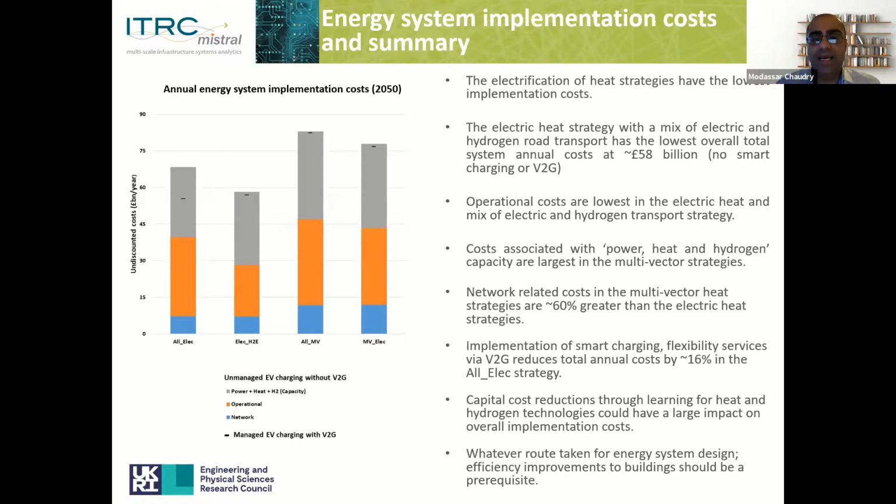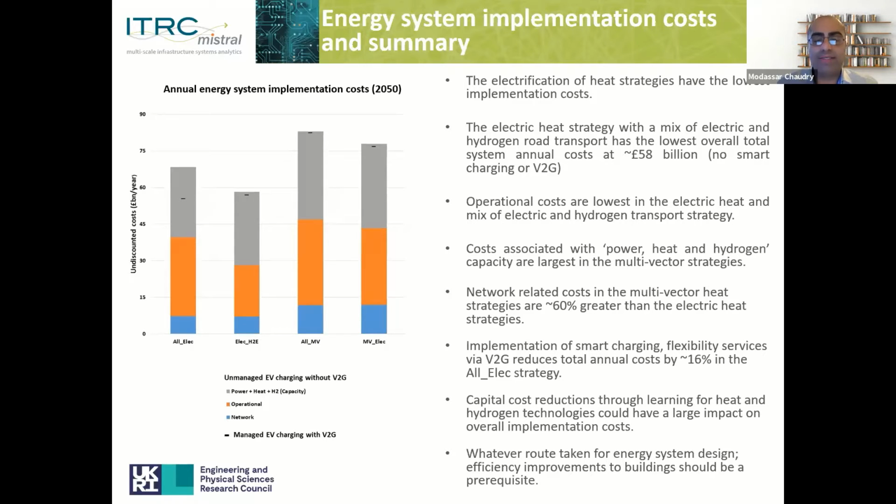What you can observe is that electrification of heat strategies have the lowest overall implementation costs, mainly due to having lower power, heat, and hydrogen capacity and network capital costs. Interestingly, the electric heat capacity with a mix of electric and hydrogen transport has the lowest overall system costs at around £58 billion. And this is assuming no smart charging and V2G. And this is mainly due to lower operational costs when compared with the all-electric strategy, which has no hydrogen production. So excess wind power generation is used in the production of hydrogen through electrolysis for hydrogen transport, which further reduces operational costs.